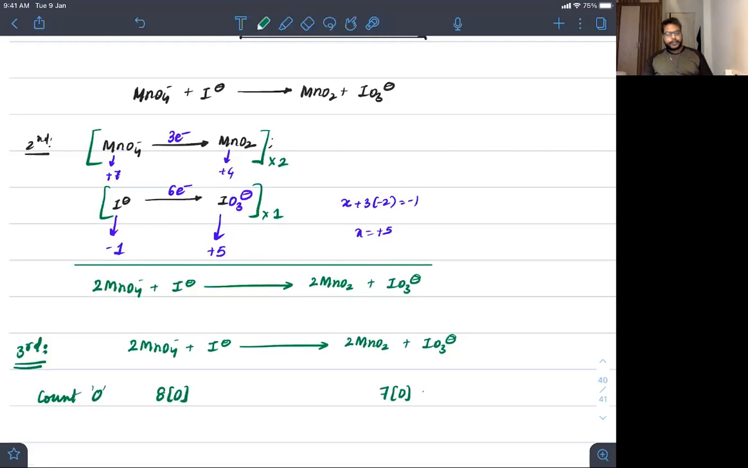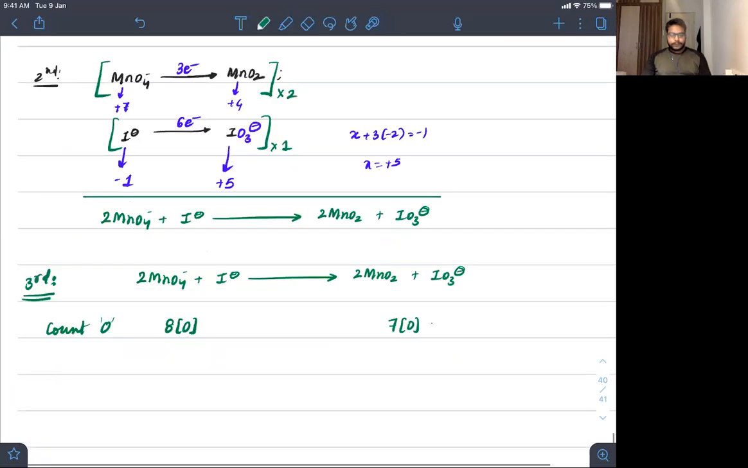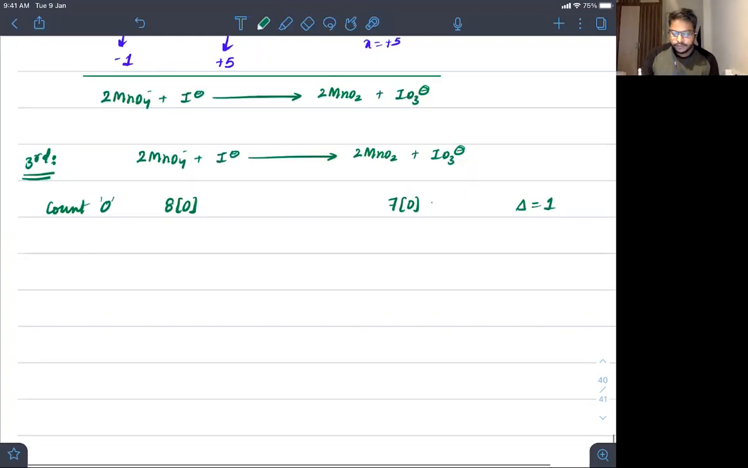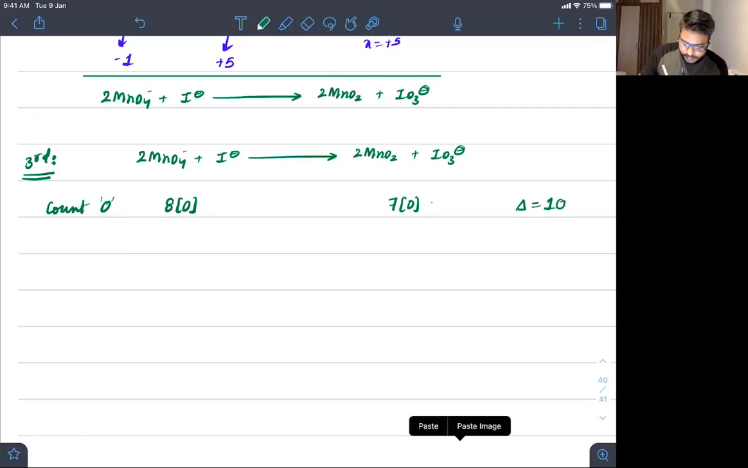I guess up to this point, everybody understood. Right. So the difference in oxygens is only 1. So there is 1 oxygen difference. And which is the rich side here? This is the rich side. This is the deficient side.